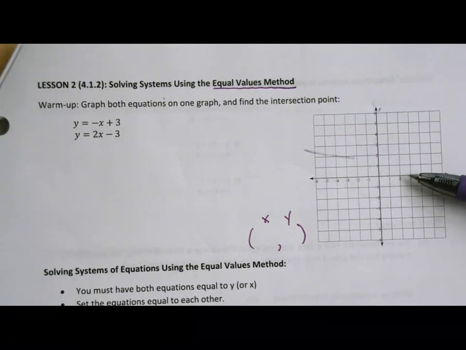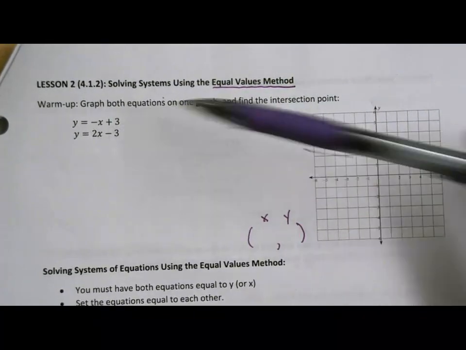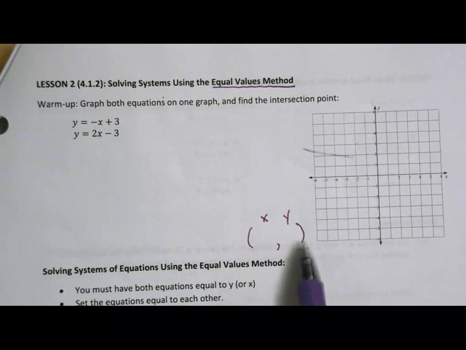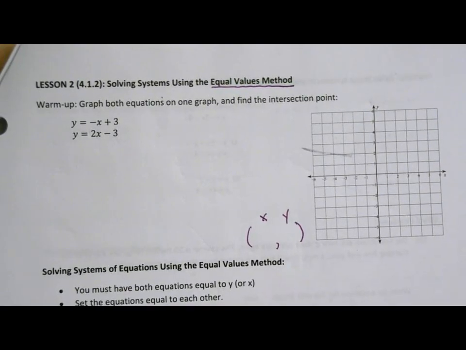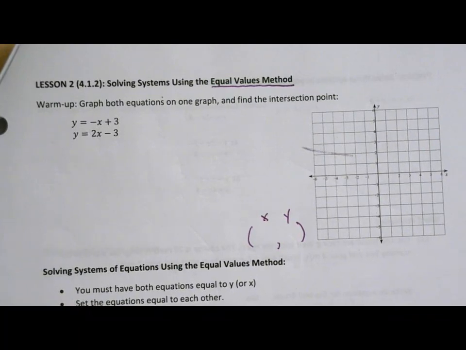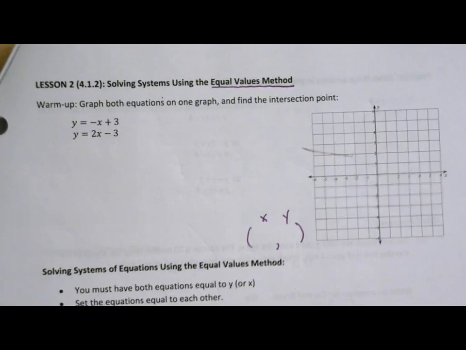Okay, if you need a reminder from Wednesday, we've just graphed the two lines using the slope and the y-intercept, just like we always do. And then we find the point where they intersect, and that's our final answer, our solution. So go ahead and do that. I'm gonna do mine as well, but don't just look at my work and copy it. Go ahead and work your own out.